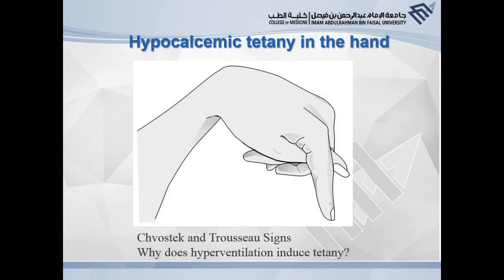So if there is hypocalcemia, one of the signs is the Chvostek sign, and this is the carpopedal spasm. It is elicited by the Trousseau sign. Have you done this in clinical skills lab? Trousseau sign. He's saying yes, you are saying no.